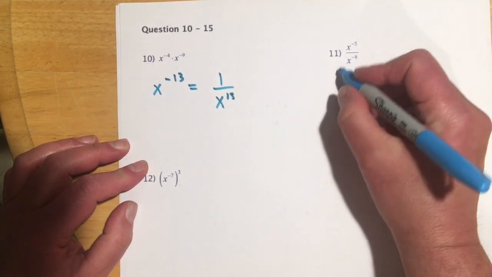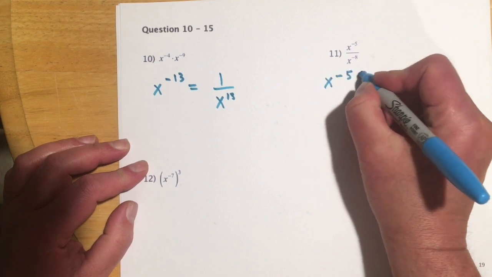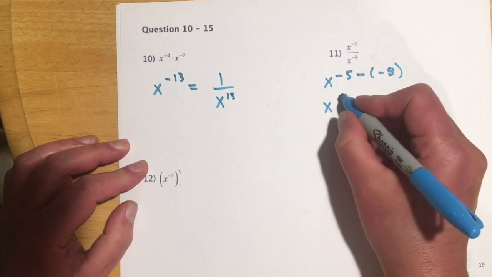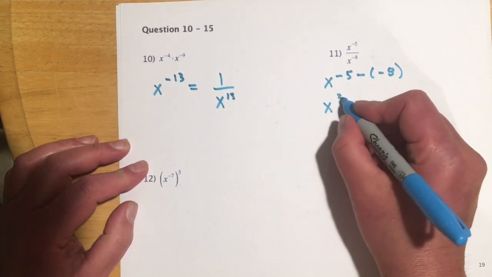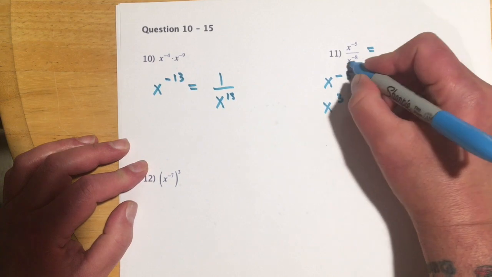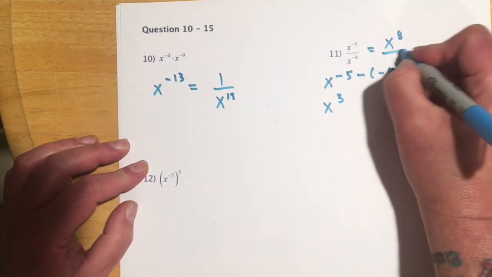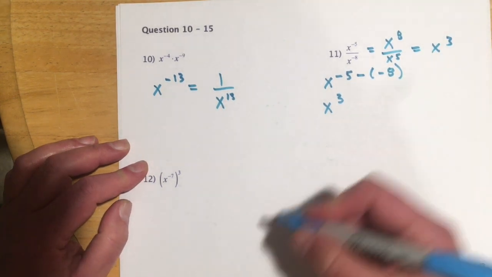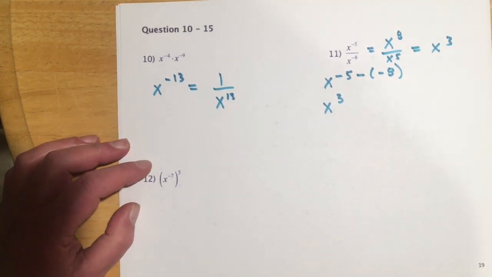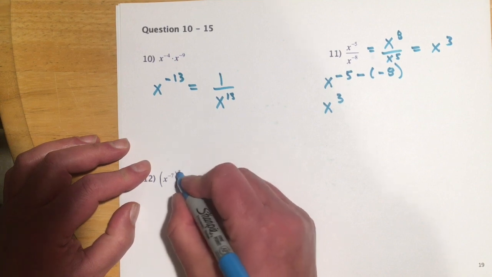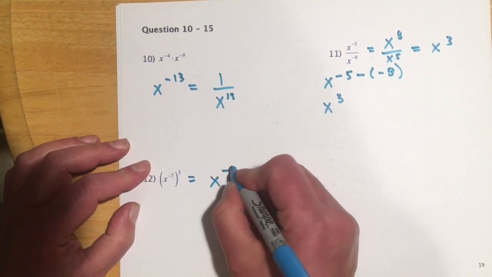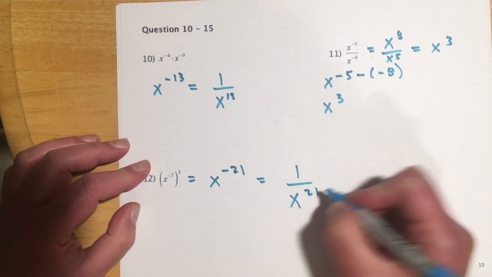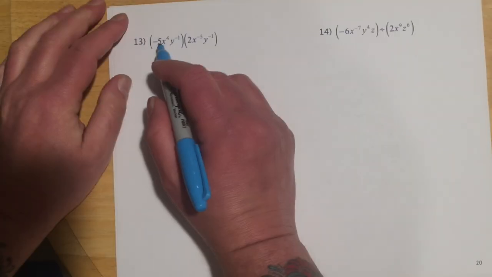The next one with the double negative, so let's go x to the negative 5th minus a negative 8. And then that would be x to the negative 5 plus 8, which would make x cubed. You could also think of them both flipping and going x to the 8 up top, x to the 5 down below, canceling 5 of them, and getting x cubed. Number 12, negative 7 and 3, so this would be x to the negative 21, we're multiplying, and then 1 over x to the 21st.